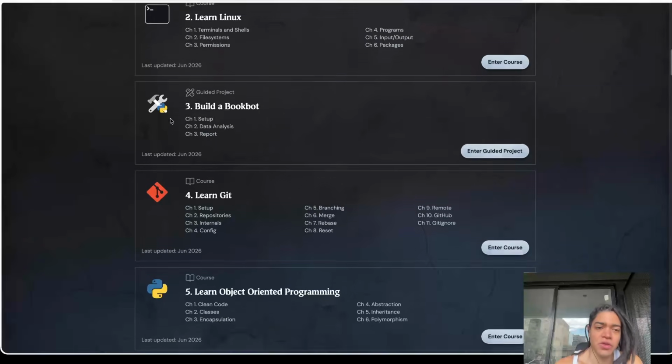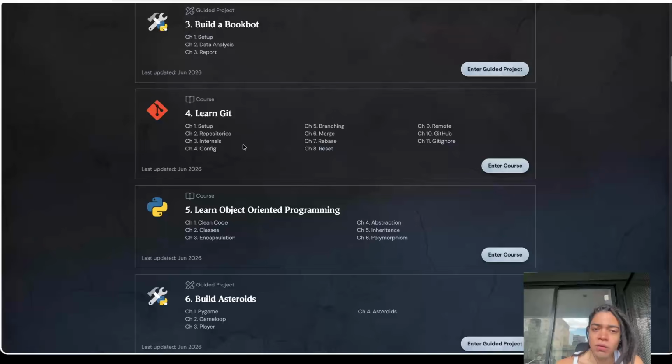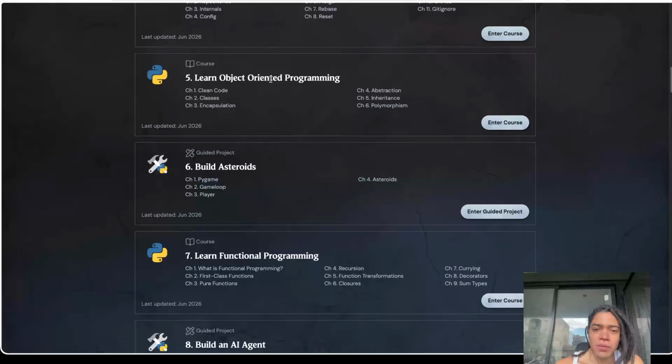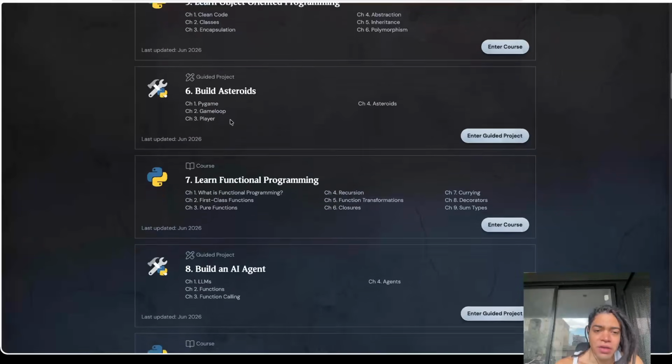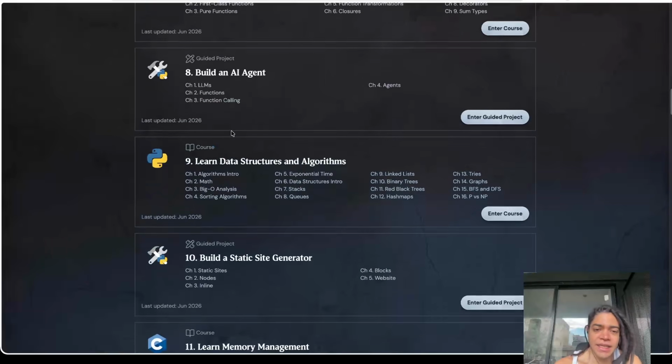I'm assuming that they're using Python, as you can see from the icon here. The other is this distributed version control system, so I am well aware of what Git is doing behind the scenes. The other is learn object-oriented programming with Python. And again, another project, learn functional programming, build an AI agent, all right? And learn data structures and algorithms here, which is quite interesting.